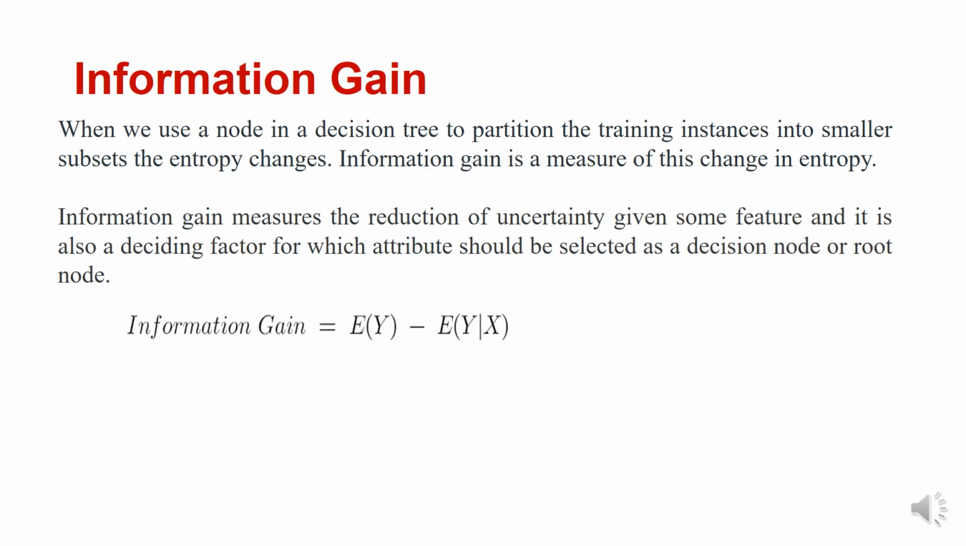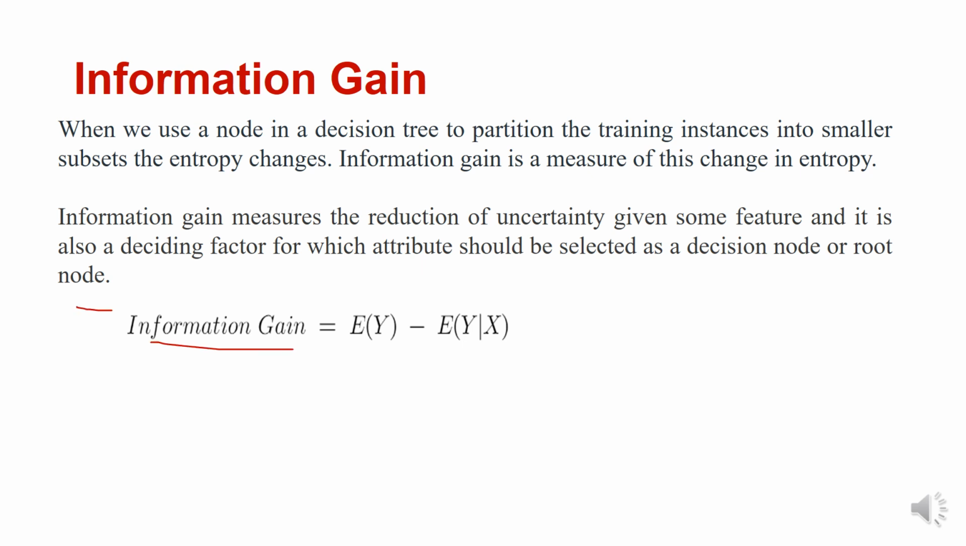So coming to information gain: when we use a node in a decision tree to partition the training instances into smaller subsets, the entropy changes. Information gain is a measure of this change in entropy. What is the change in entropy called? Information gain. Information gain measures the reduction of uncertainty given some feature, and it is also a deciding factor for which attribute should be selected as a decision node or a root node.